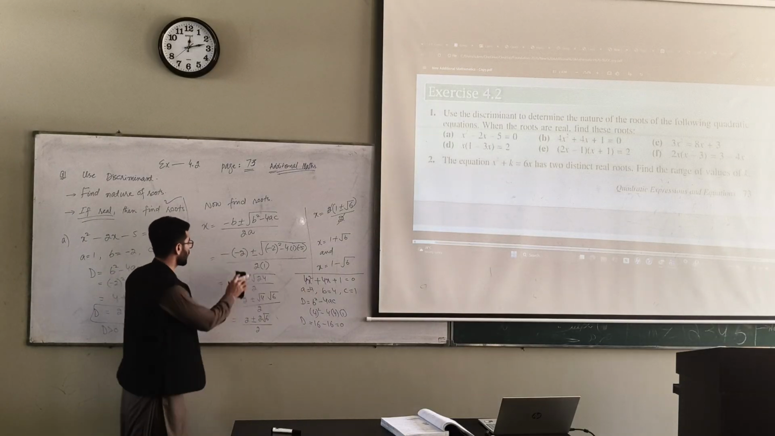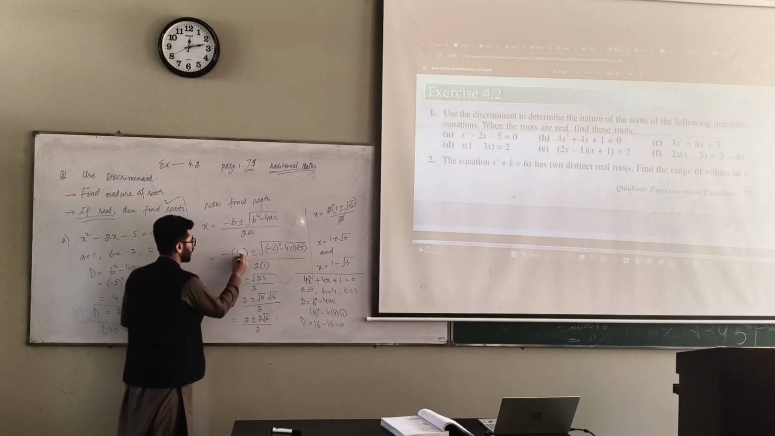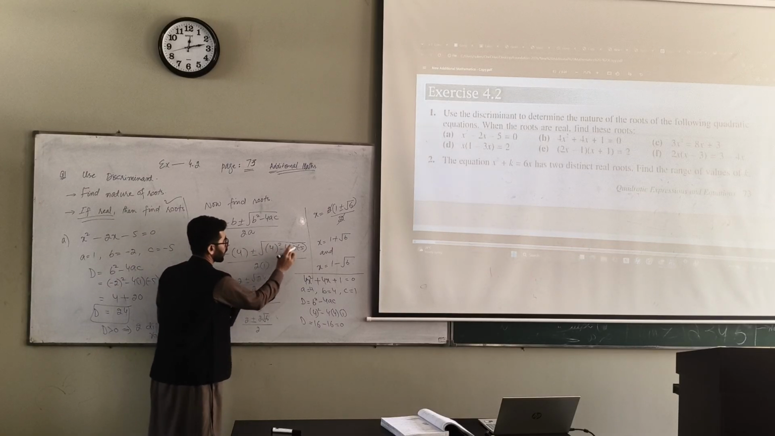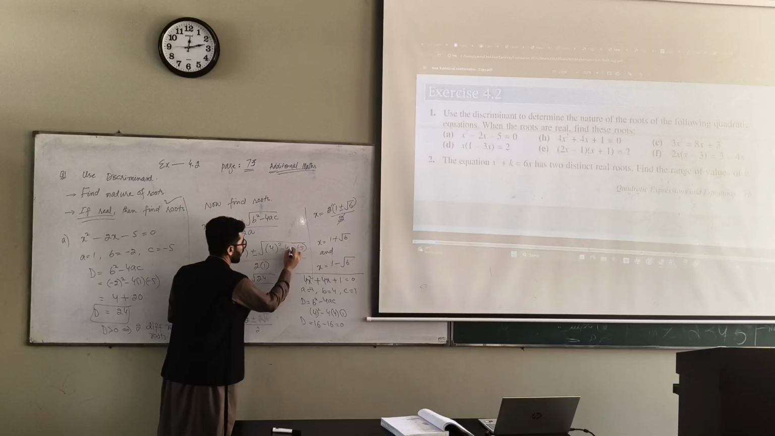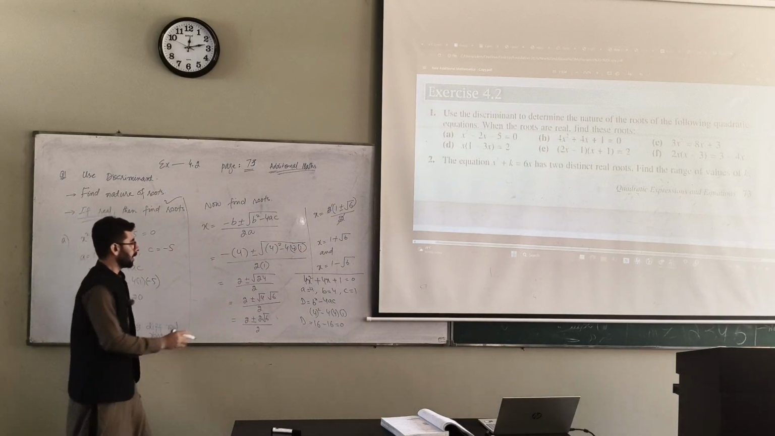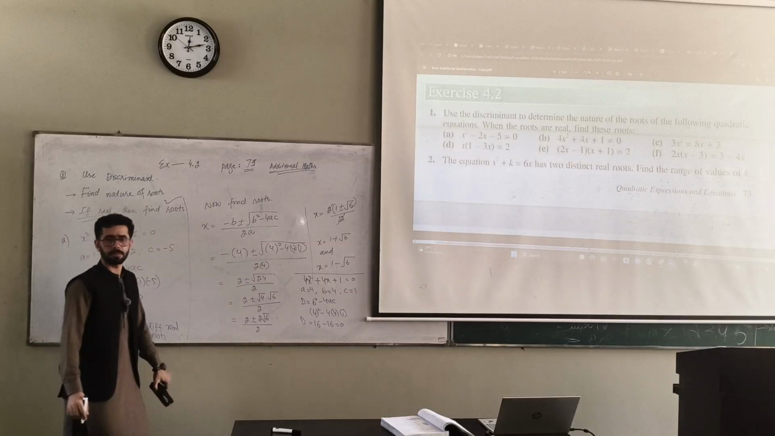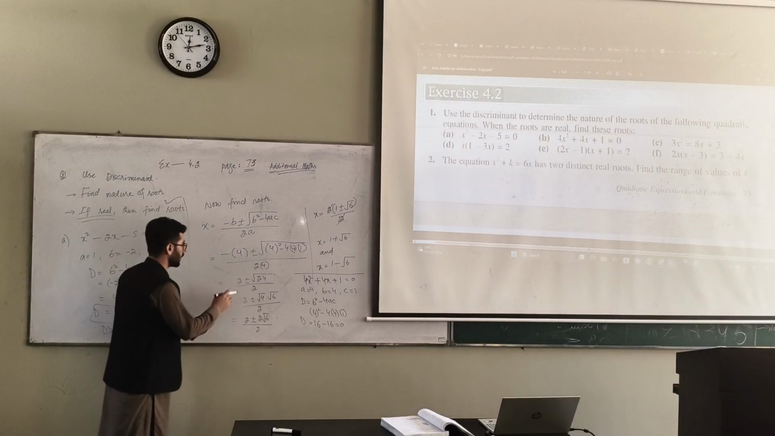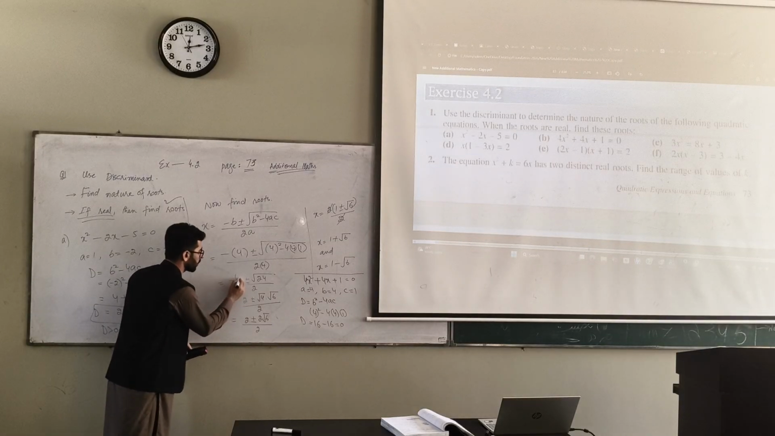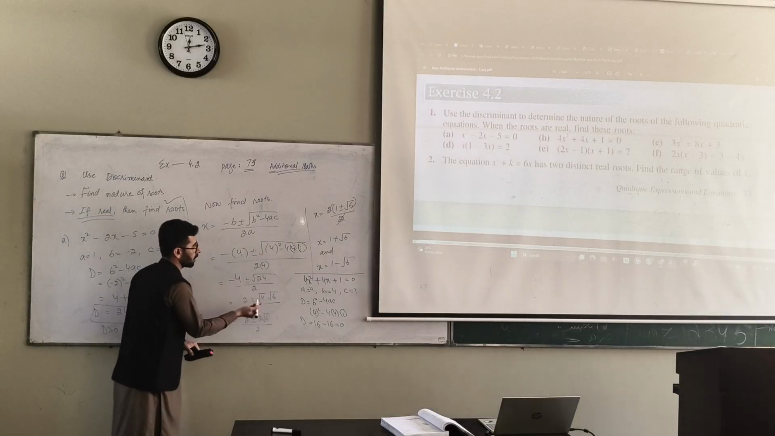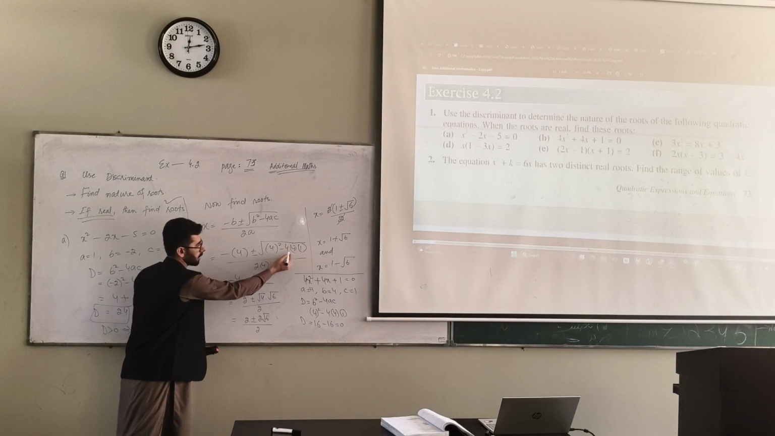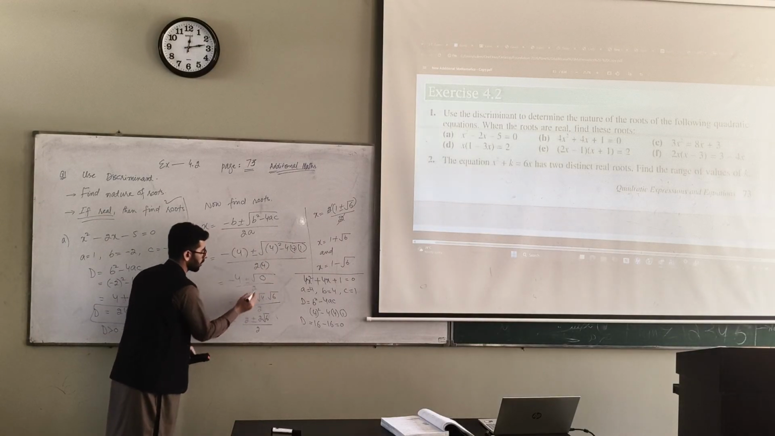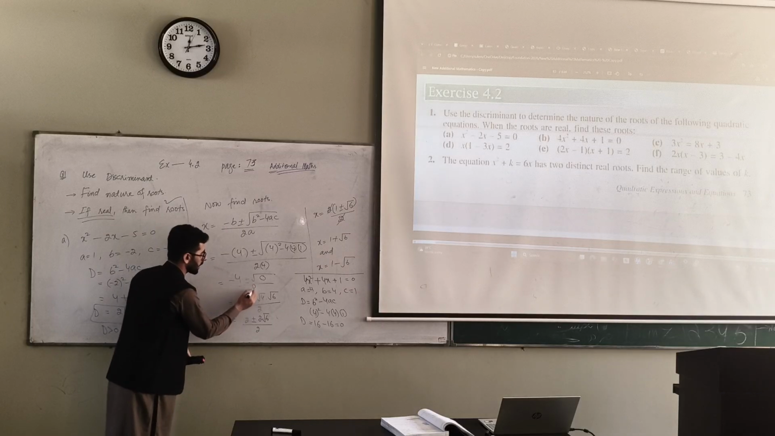Here b is 4, so I'll plug 4 in here. A is 4, I'll put 4 here. C is 1, I'll put 1 here. A is 4, so I will put 4 here. In that way, I will have negative 4 plus minus the square root of the discriminant, which is already 0. 4 squared is 16, 4 times 4 is 16, so this is 0. Divided by 2 times 4, which is 8.